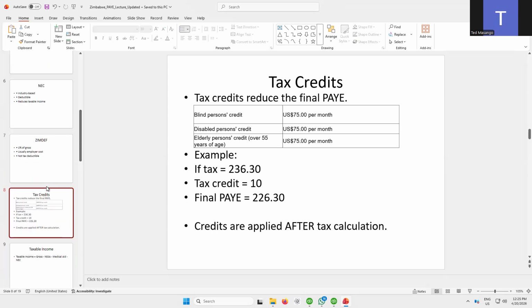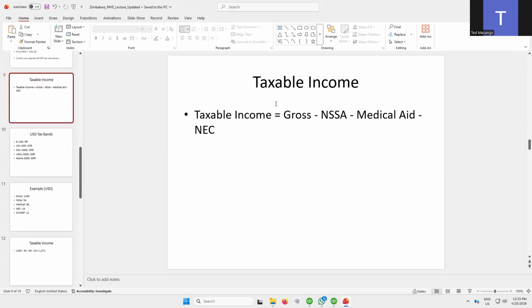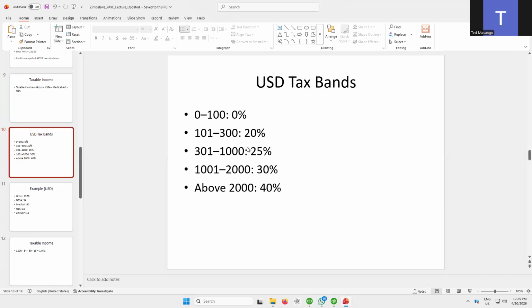Now, you have got tax tables. Before we talk about the tax tables, for you to get a taxable income on which you calculate your pay as you earn, you are simply saying your gross salary less NSSA, less medical aid, less NEC. Then to this you apply the tax tables. These tax tables, I will share in this video the actual tax tables which are applicable. So you apply depending on the band in which the figure is in.